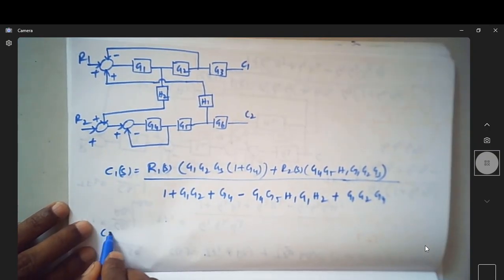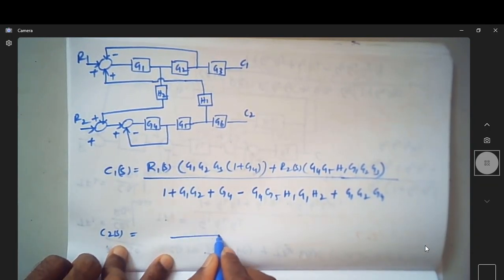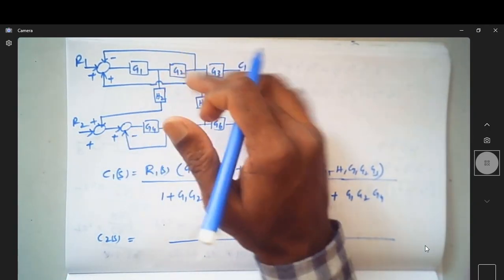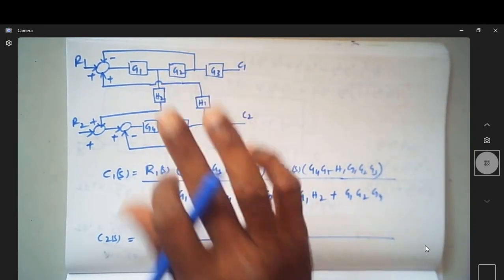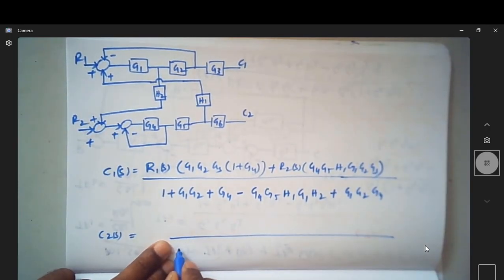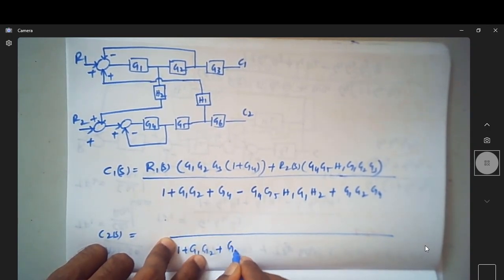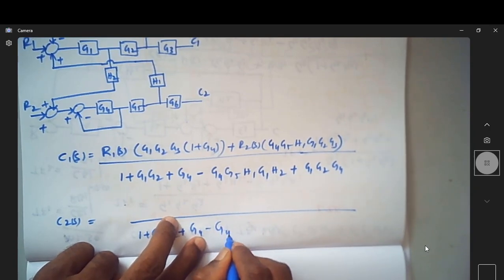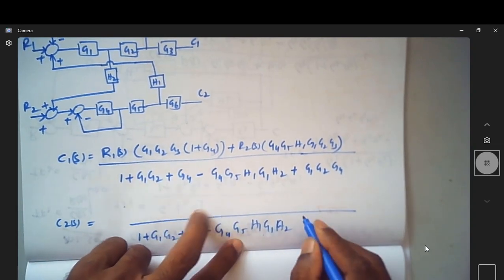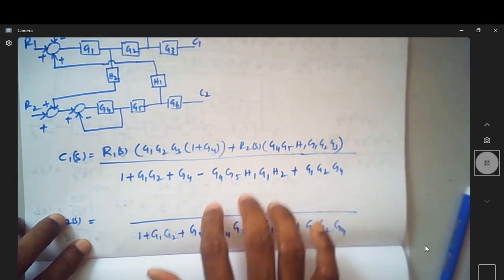So similarly for C2(s), the denominator is already obtained. It remains the same, because the loops and the non-touching loops will not change whether you take the output here or there, whether you have the input or not. It is the same: 1 plus G1 G2 plus G4 minus G4 G5 H1 G1 H2 plus G1 G2 G4. This is the denominator, same as for C1.